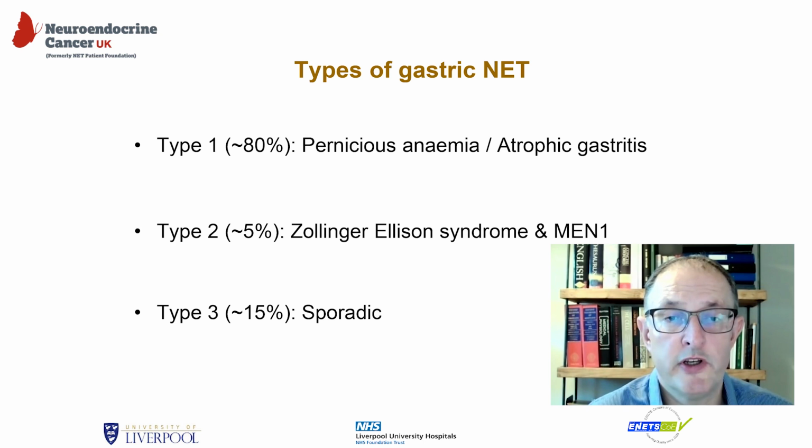Type 2 gastric neuroendocrine tumours are comparatively rare. They only account for about 5% of the total. And these are associated with a syndrome called Zollinger-Ellison syndrome and multiple endocrine neoplasia type 1. Type 3 gastric NETs account for about 15%. These are sporadic. These are not associated with any other known underlying condition, and arguably these are the most serious type of gastric NET.